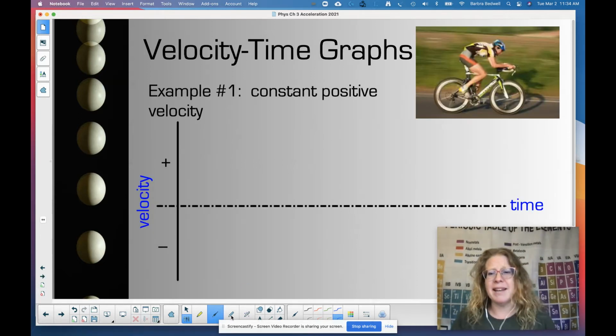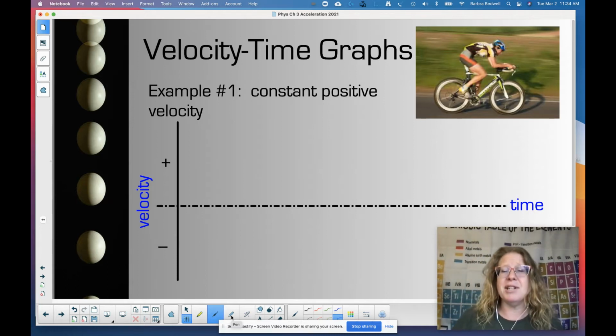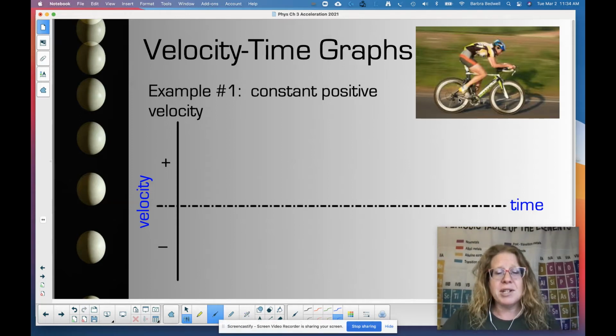So what does this look like if we're going to try to draw a graph of something that's changing its motion over time? We'll start with an easier one: constant positive velocity, like our cyclist here. Let's say he's just coasting. What's actually happening in terms of his speed if he's got velocity over time?